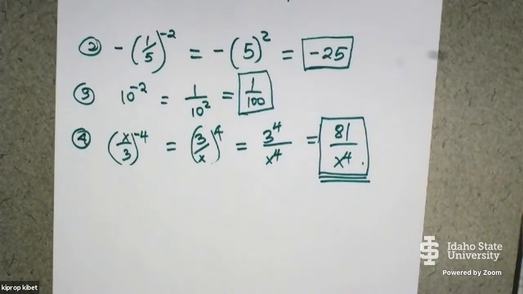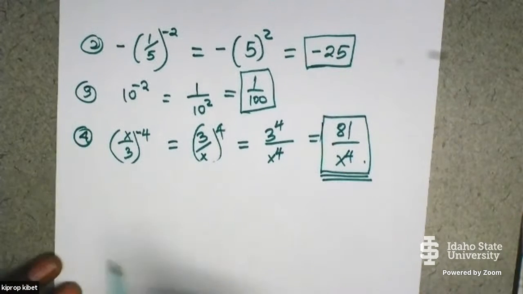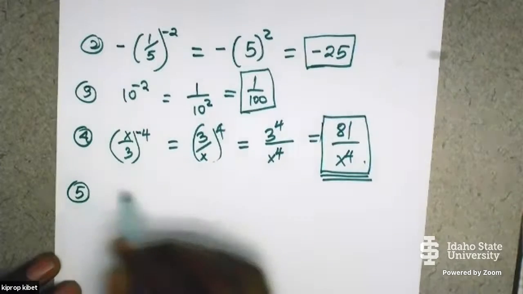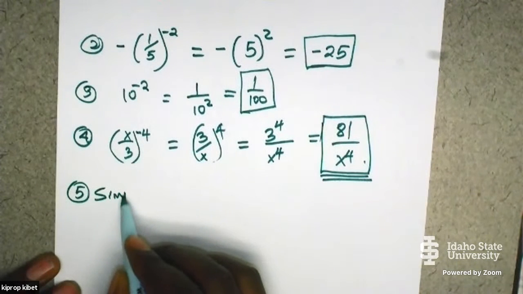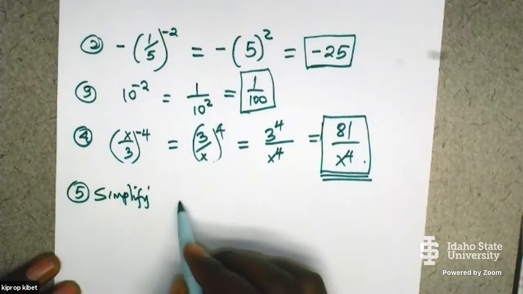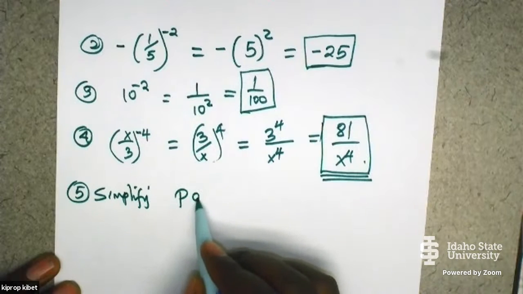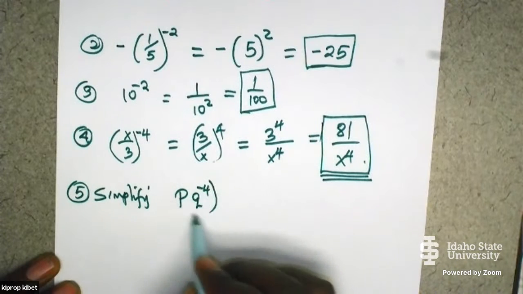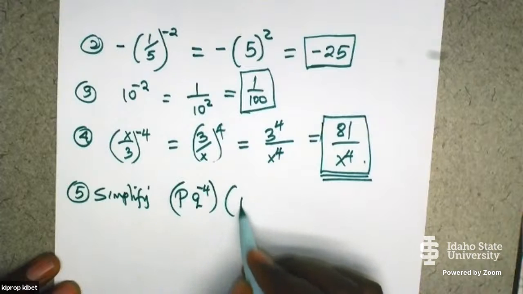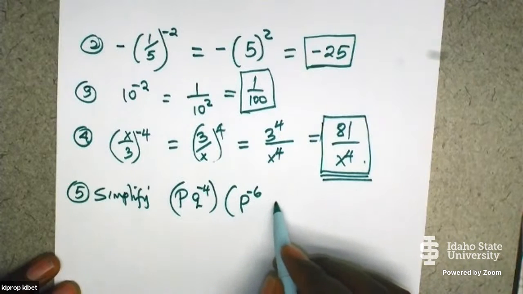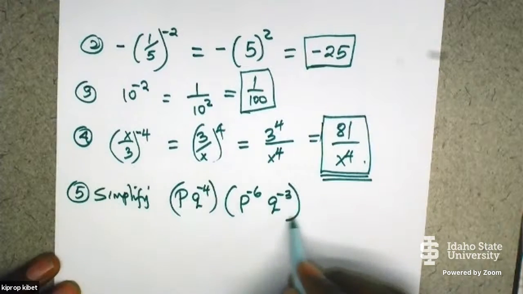Now, if we come to the most tedious ones, those were simple. So if we come to number 5, simplify p q raised to minus 4 times p minus 6 q minus 3.